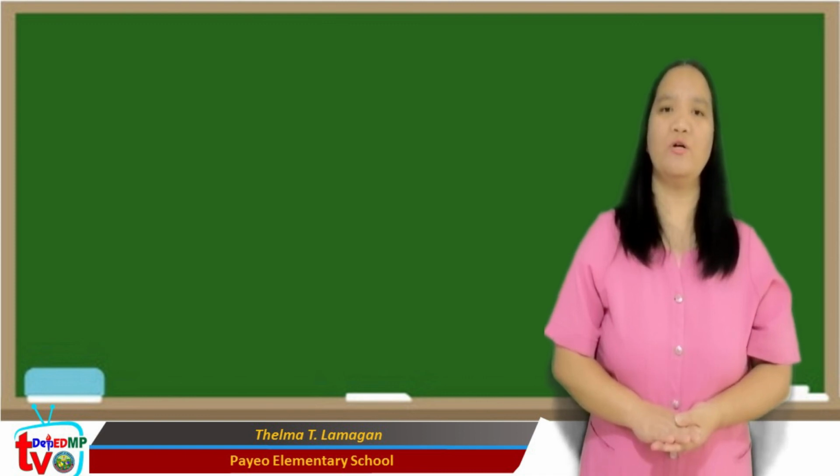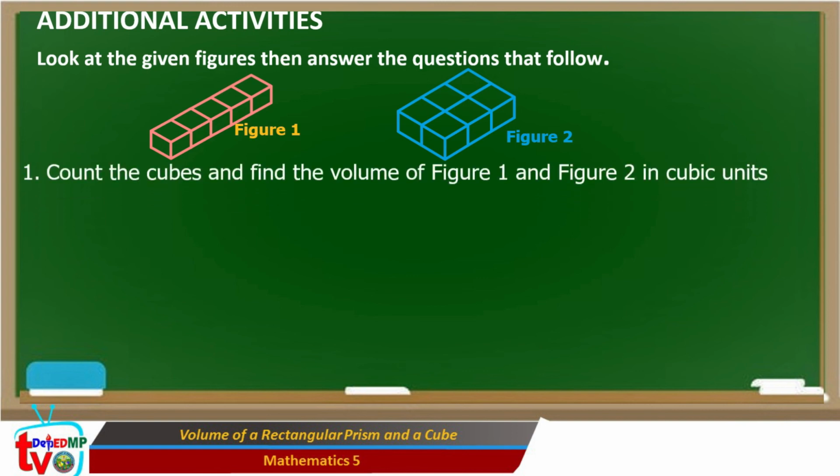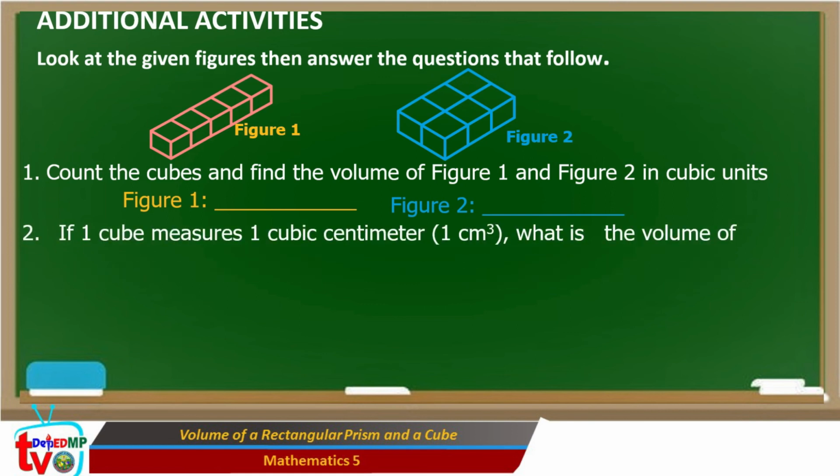Look at the given figures, then answer the 4 questions that follow. Be guided by the rubric for grading the additional activities. Number 1. Count the cubes and find the volume of figure 1 and figure 2 in cubic units. Figure 1, figure 2. Number 2. If 1 cube measures 1 cubic centimeter, what is the volume of figure 1? What is the volume of figure 2?